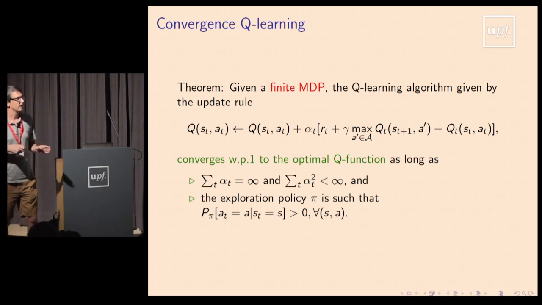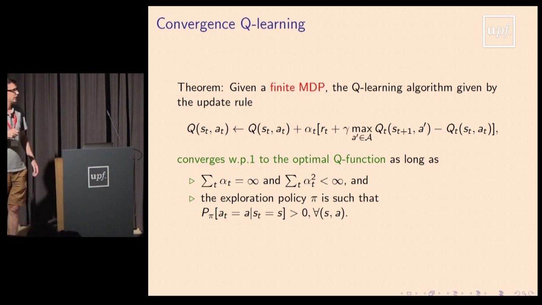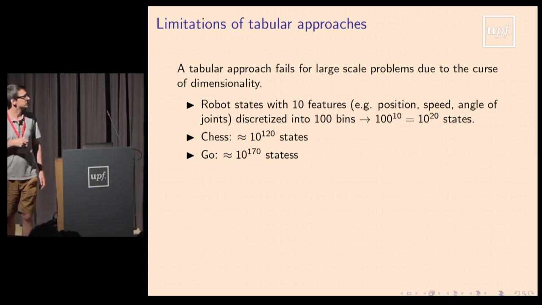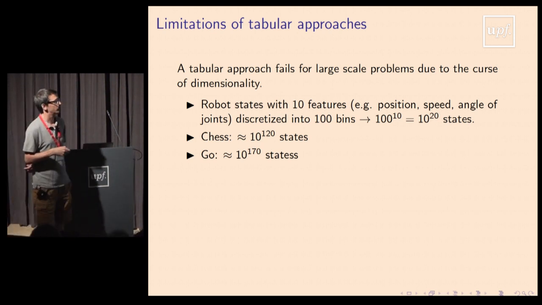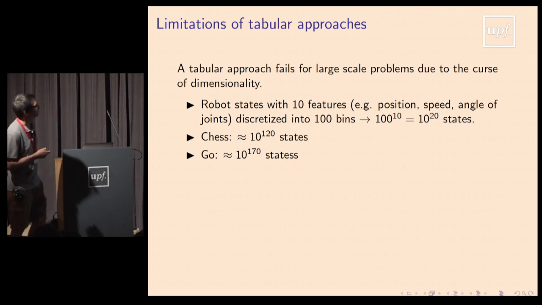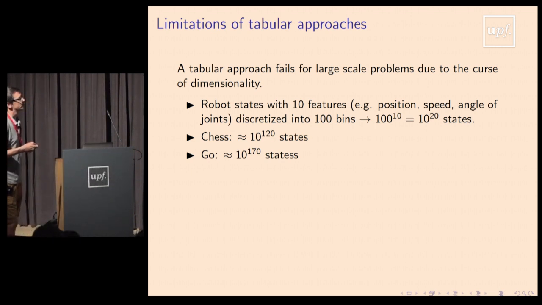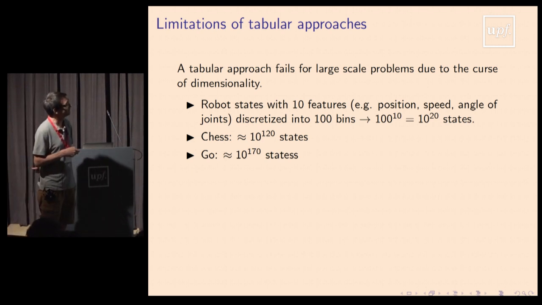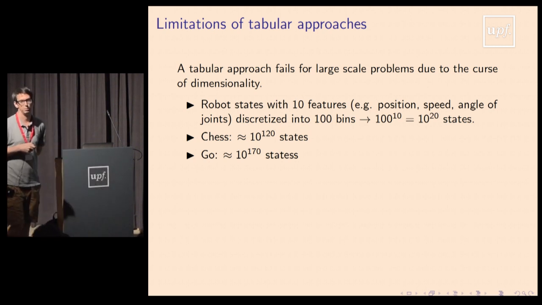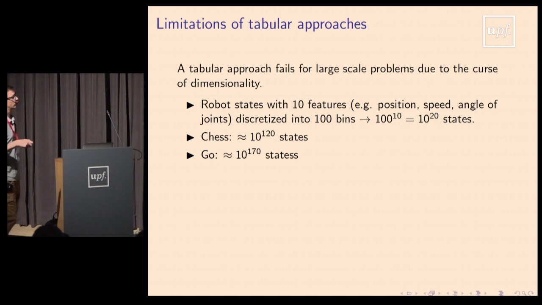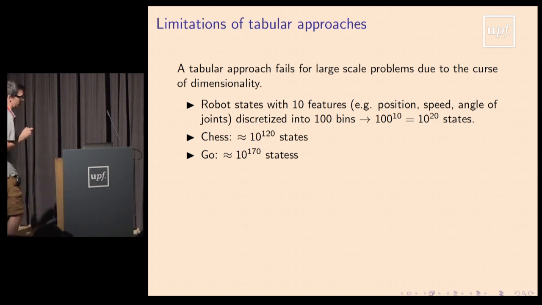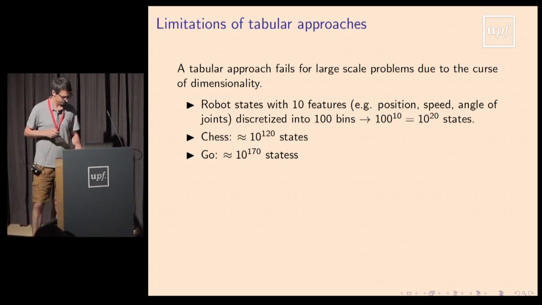So that's great. But in many cases, we cannot work with a finite MDP. And why is that? Because for large-scale problems, we have what is called the curse of dimensionality. For instance, if you take a robot with about 10 features for the state, and you want to discretize each feature in 100 bins, you already have about 10 exponent 20 states, which is already becoming prohibitive. If you look at chess or Go, you have even more states.